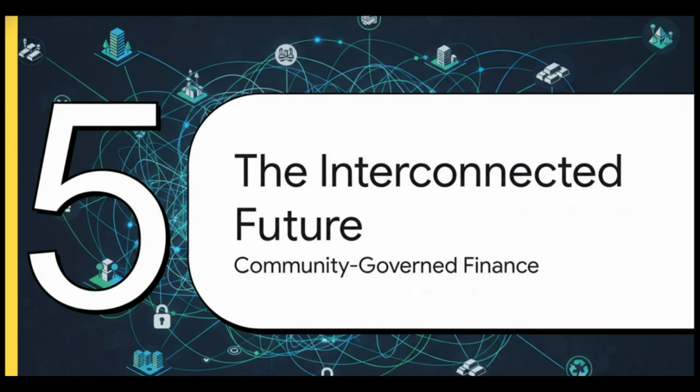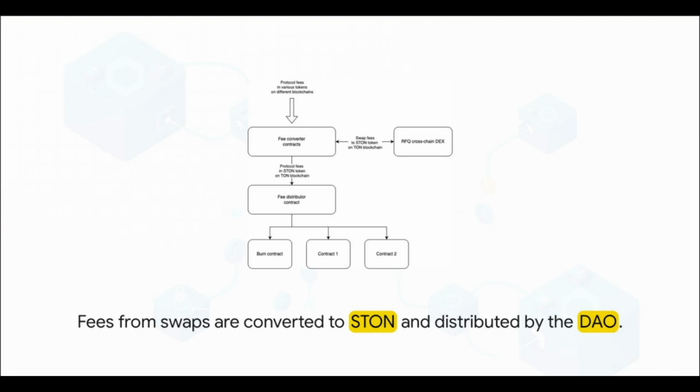Okay, so a key part of making any project last is having smart economics. Let's just follow the flow here. Every time a swap happens, the protocol takes a tiny fee. Now those fees, which might be in all sorts of different tokens, are automatically swapped into the native STON token. From there, they're sent to a special contract that's controlled by the community, by the DAO, and the community gets to vote on what to do with that value, maybe fund new development, reward users, or even burn some of the tokens to reduce the supply. It creates this awesome, self-sustaining loop that's designed to keep fueling growth.